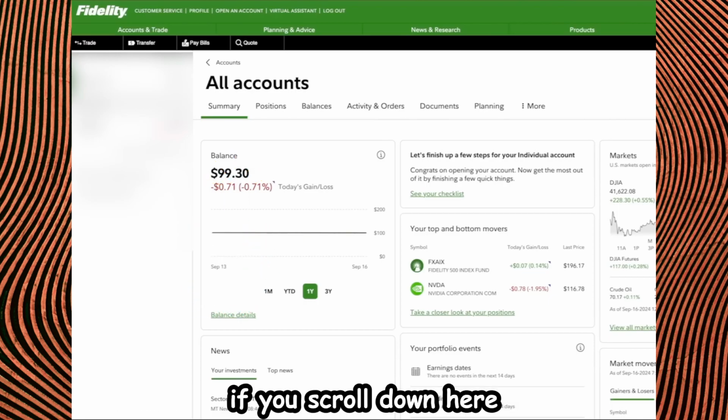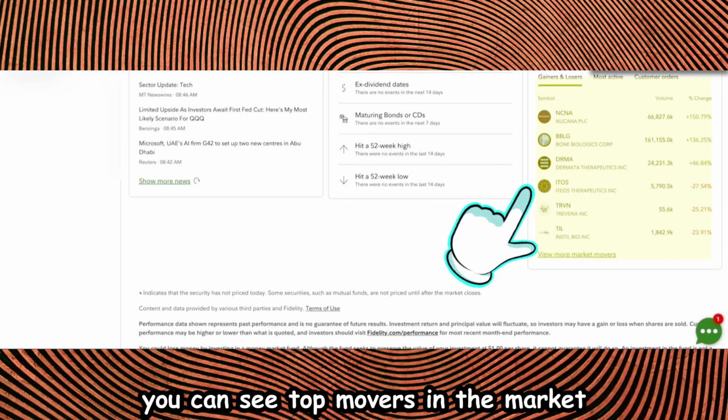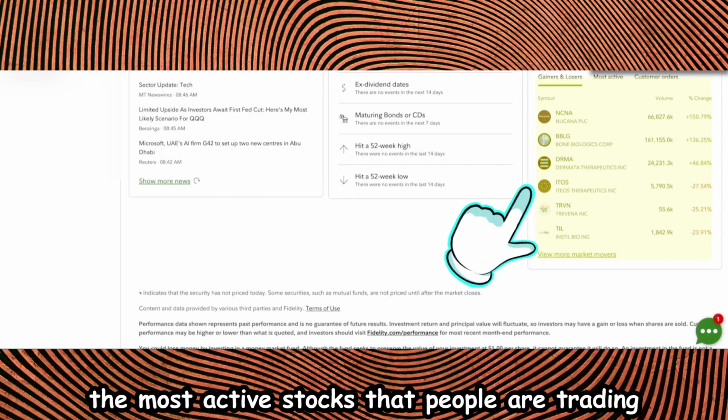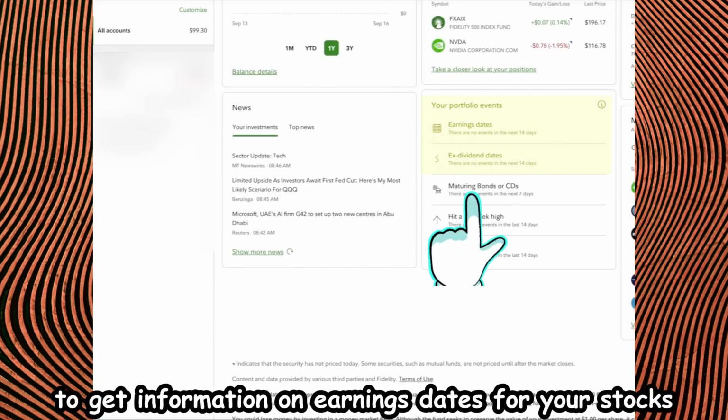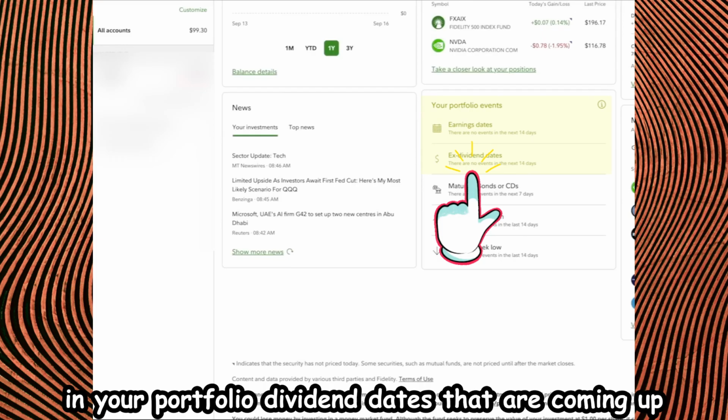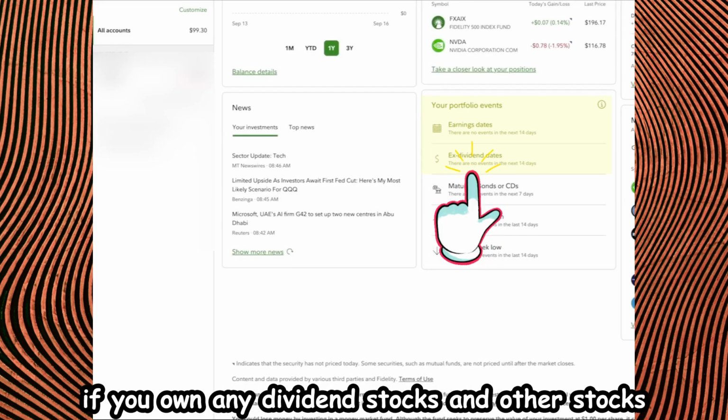If you scroll down here, you can see top movers in the market, as well as the most active stocks that people are trading. You can also click here to get information on earnings dates for your stocks and your portfolio dividend dates that are coming up if you own any dividend stocks and other stocks.